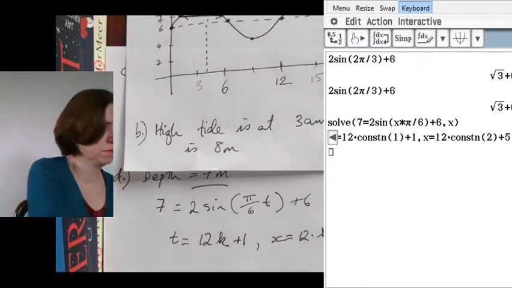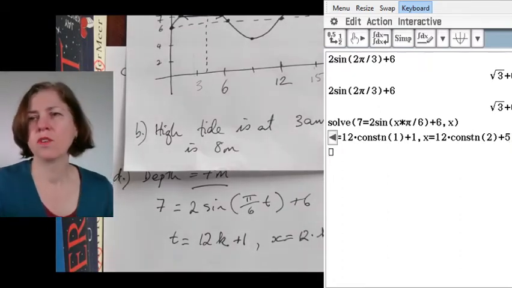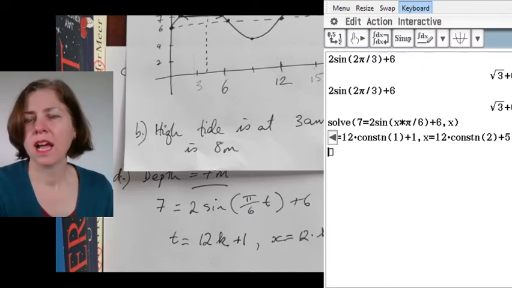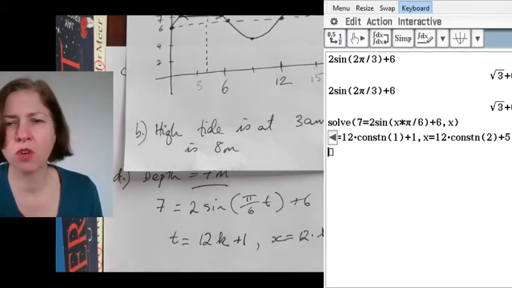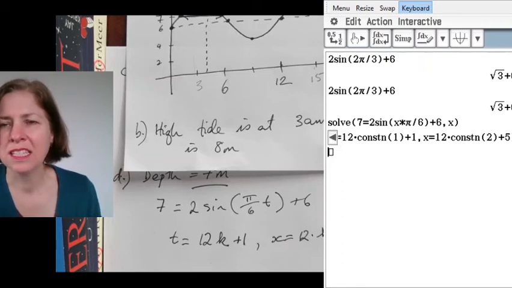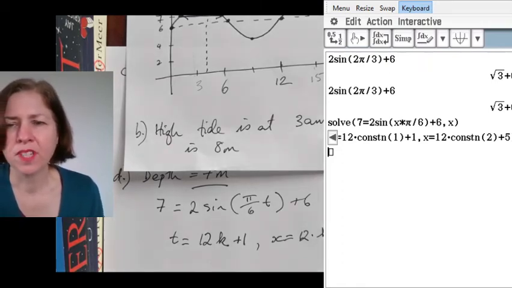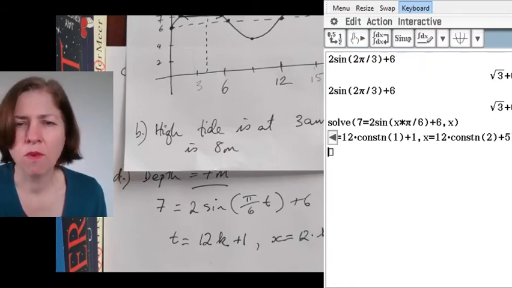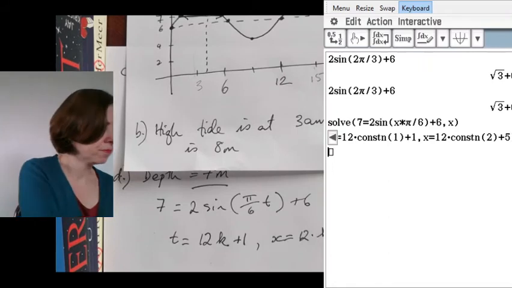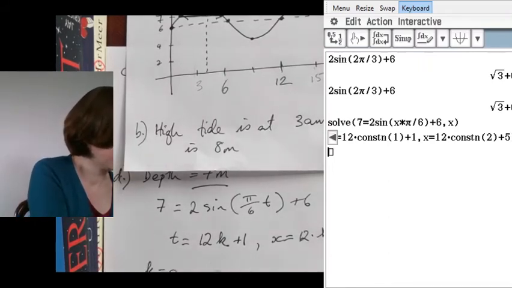Plus 5. Now remember that when we're solving for trigonometric equations, that constant is an integer, so I can make it 0 or 1 or 2 or -1 or -2. So let's try k equals 0. That gives me t equals 1 and 5. When k equals 1, that gives me t equals 13. And here I'm going to get 12 plus 5, which is 17.